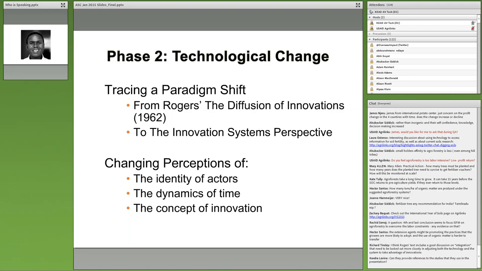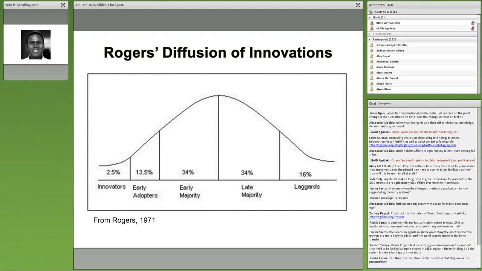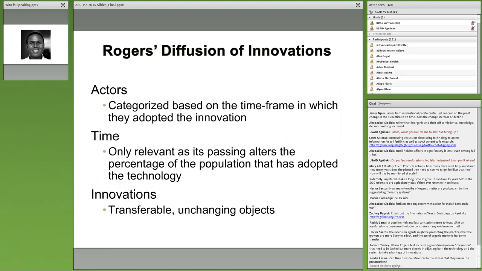This is necessarily a really quick and superficial overview, but bear with me, and then we can talk about it later. Rogers' Diffusion of Innovations: basically, the actors were identified by cuts underneath the bell curve. We had innovators, early adopters, early majority, late majority, laggards. That's how we characterized actors. Time is only relevant as its passing alters the percentage of the population that has adopted the technology. And innovations are seen as transferable static objects, unchanging.